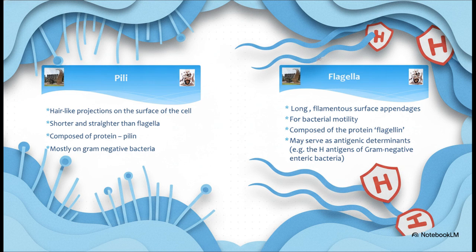Contrast that with flagella. These are the long, filamentous appendages made of flagellin. They act like highly antigenic outboard motors, driving bacterial motility. They also carry vital antigenic determinants, like the H antigens you find on gram-negative enteric bacteria.